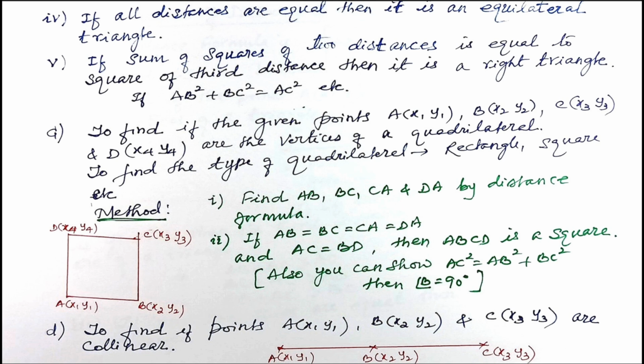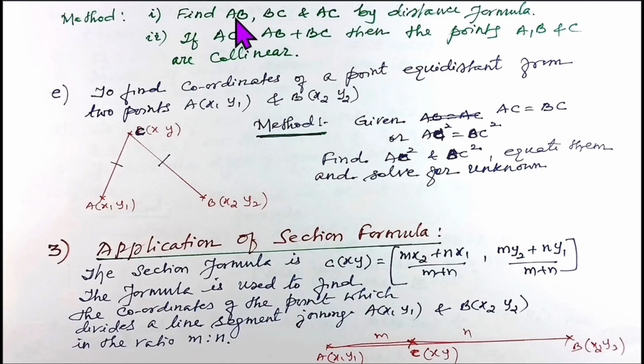Now, another important application of distance formula is to find if the 3 points A (x1, y1), B (x2, y2) and C (x3, y3) are collinear. That means the 3 points A, B and C lie on the same line. We have to find out whether they are collinear or not, and that is done using the distance formula. Find the distances AB, BC and AC and check if AC is equal to AB plus BC, then the points A, B, C are collinear. So that is how we can use distance formula to prove that the 3 points given are collinear.